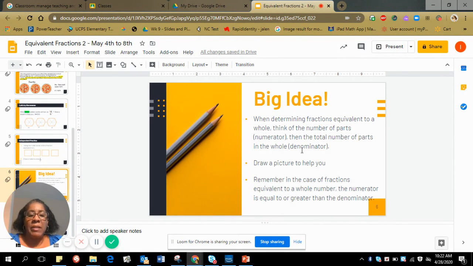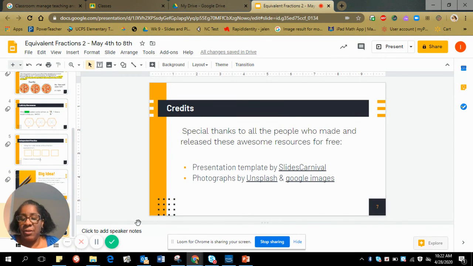And remember, in the case of fractions that are equivalent to a whole number, the numerator is always equal to or greater than the denominator, okay? In years to come, you will learn that these are actually called improper fractions, okay? So here you have it.